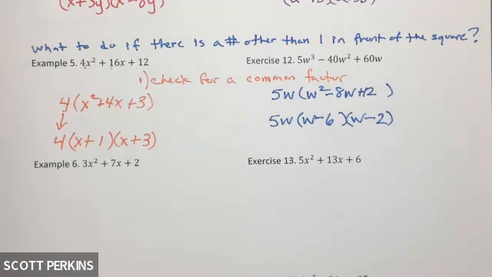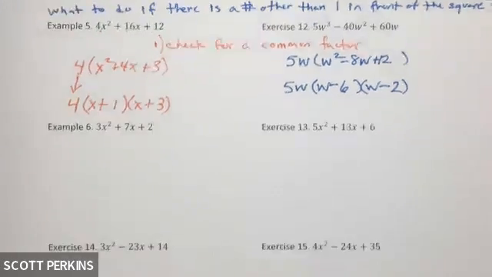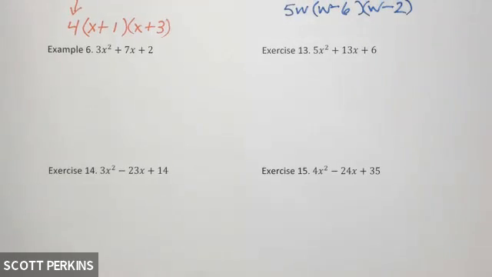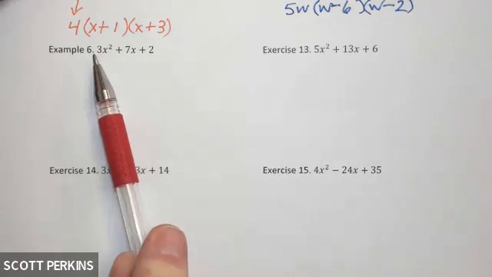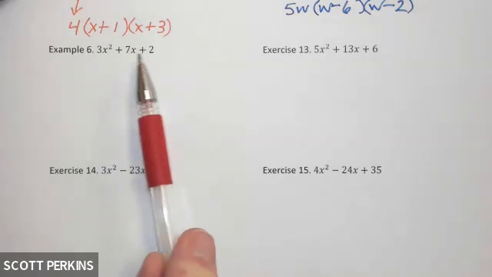All right, next problem. Example 6. This is my last example for the day. Example 6 gives me another trinomial. There is a number that's not 1 in front of the x squared. This time, can I factor out a common factor? No.